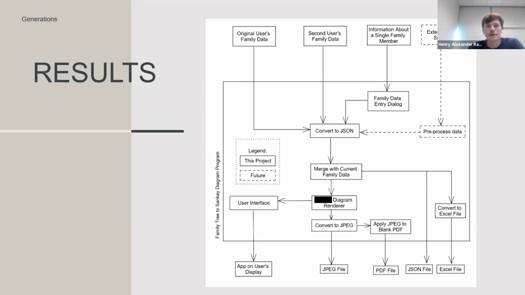I'm just going to briefly go over some of the possible results that we were able to come up with. This is a black box diagram, basically explaining the whole process of how one person's family data gets converted into the family tree and how they can export it. As you can see, everything that is provided from the user, like their family data, is converted to a JSON. This is really helpful for us because then we can take two JSON files and merge them together, displaying a bigger family tree with two separate family members' information.